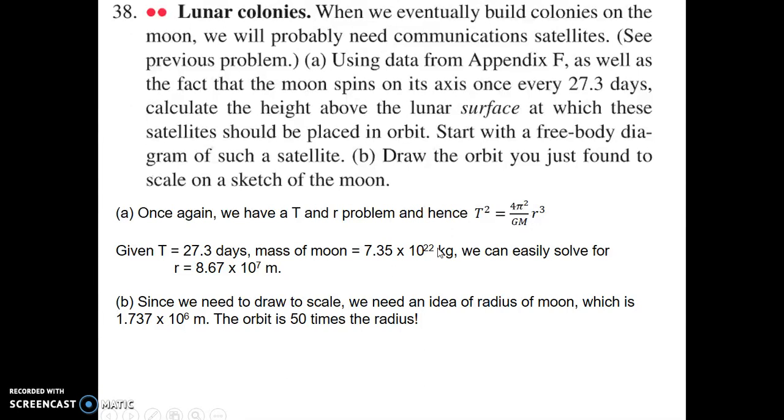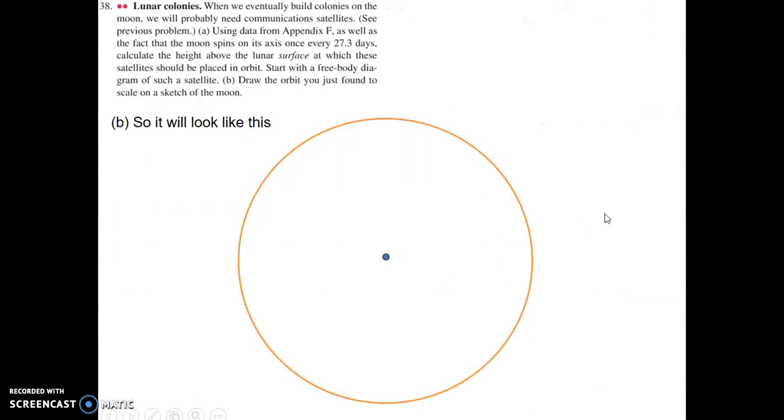And why is that so? Because you will need to subtract away the radius of the moon. If we consider the order of magnitude of this value versus this value, what do we have? This is the moon, and here's the orbit. It's going to look something like this.